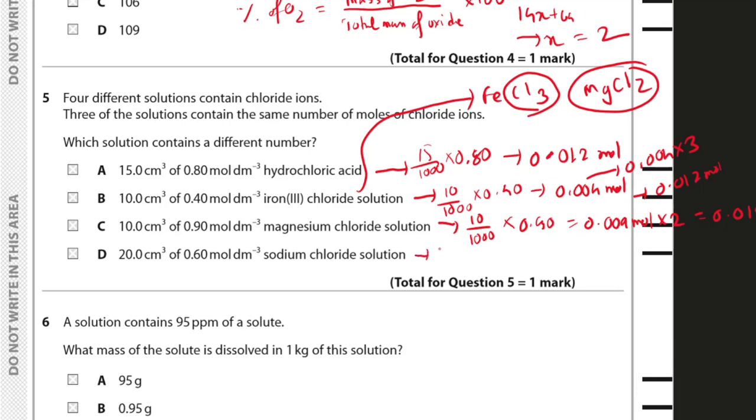The last one, of course, if you check it out, 20 by 1000 times 0.60 would eventually give us about 0.012 mole. And obviously in NaCl we have only one chloride ion per molecule, so we can say that the sodium chloride will have 0.012 mole. So, as stated above, three of the solutions contain the same number of moles of chloride ions. In this case, A, B, and D are identical, while C is not identical, which has a different number. So, C will be our correct answer.